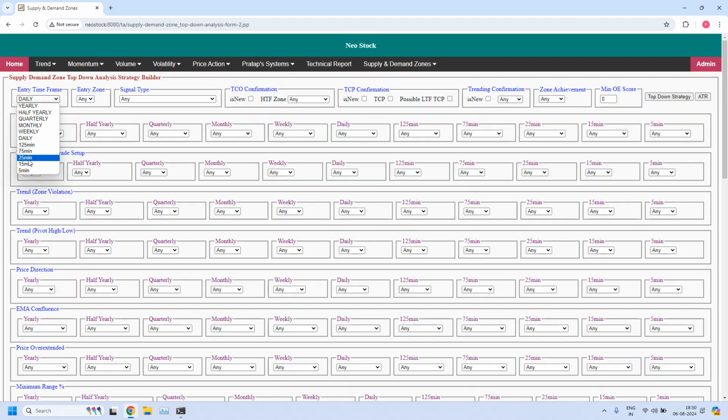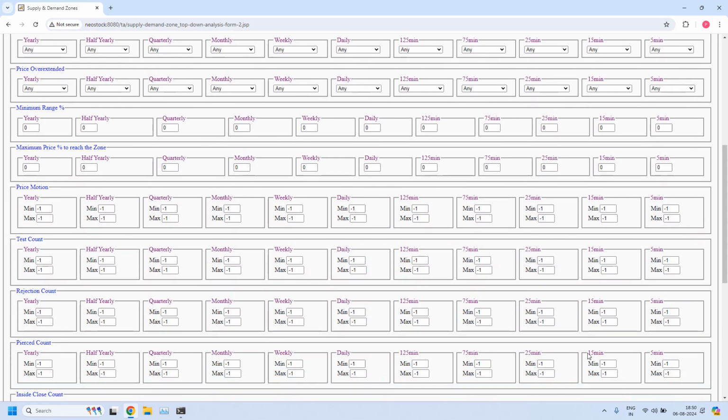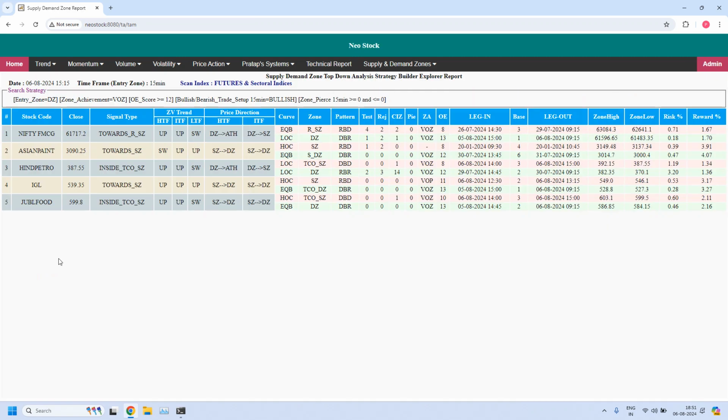For daily income trade, entry time frame is 15 minutes. Bullish trade setup, selecting entry zone demand zone, and bullish or bearish trade setup at 15 minutes time frame. That is the entry time frame. We have to select bullish, and 15 minutes demand zone should not be pierced. So in 15 minutes time frame, in pierced count, I am setting minimum 0, maximum 0. And the zone achievement should be violated opposing zone. Minimum order enhancer score is 12. All the three filters are applied to 15 minutes demand zone. Filtering the stocks. So 5 stocks are filtered.